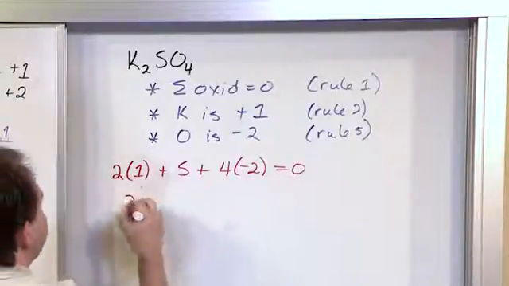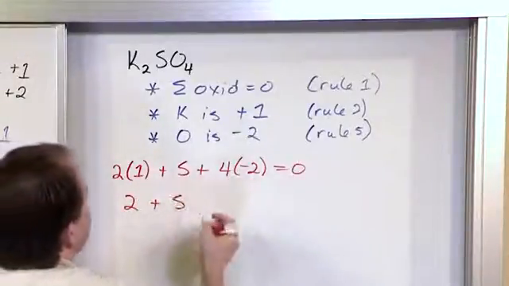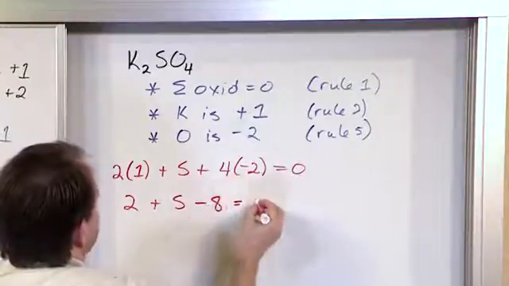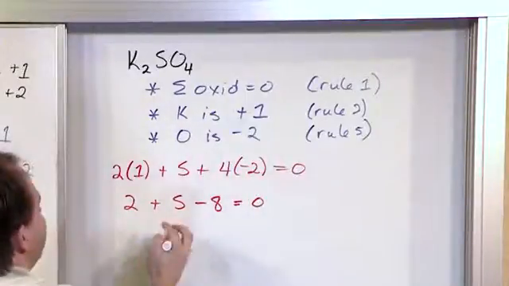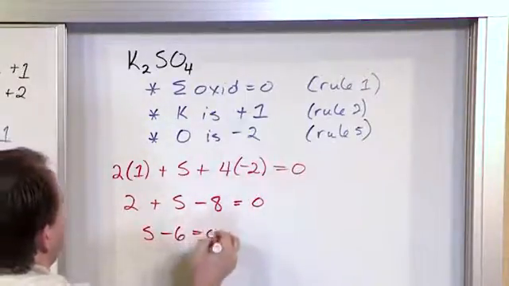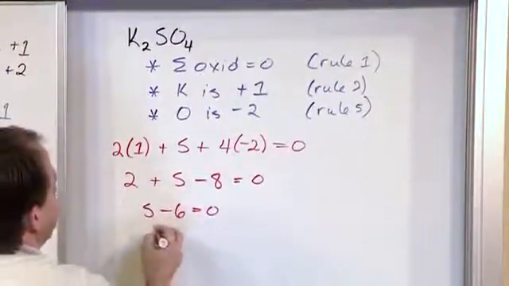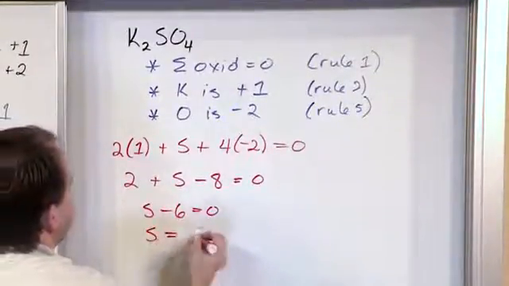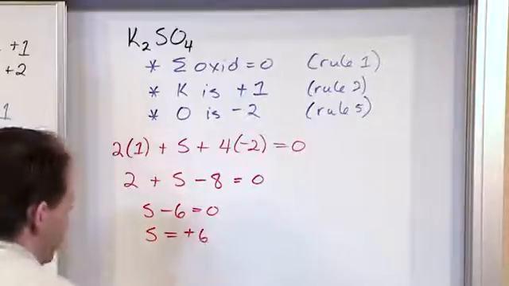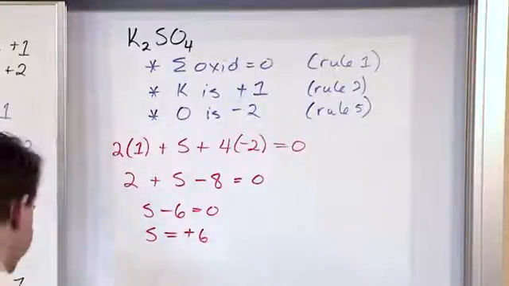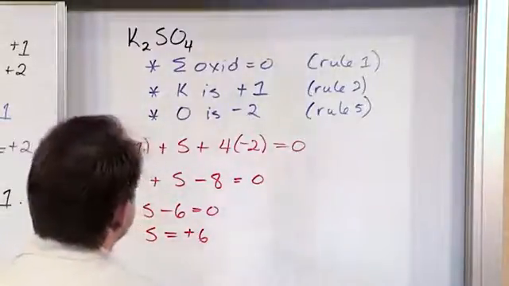So 2 times 1 gives me 2. 4 times -2 gives me -8. And now I just add these guys. 2 plus a -8 gives me -6. And then I move the 6 to the other side, gives me +6. So the oxidation number of sulfur is +6, and that's the final answer.